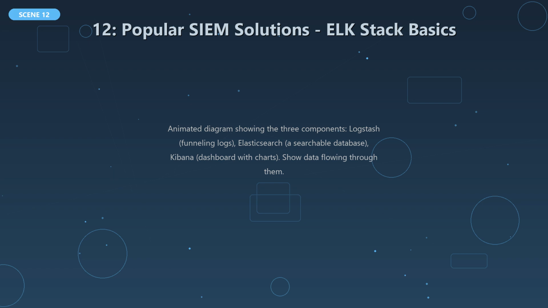3. Kibana. Kibana is a powerful, open-source data visualization and exploration tool. It sits on top of Elasticsearch and allows users to interact with their data through customizable dashboards, charts, and graphs. For security analysts, Kibana provides the single pane of glass to visualize security events, track metrics, identify trends, and drill down into specific logs during an incident investigation.